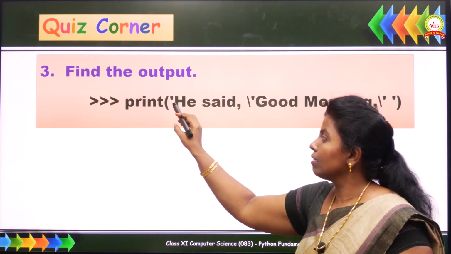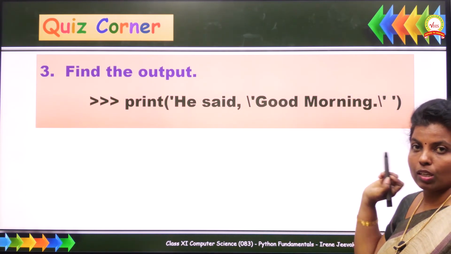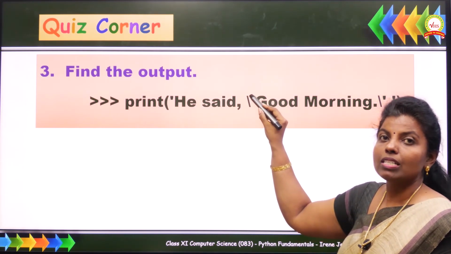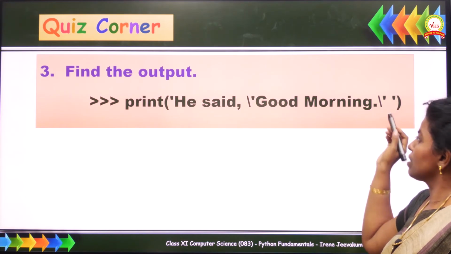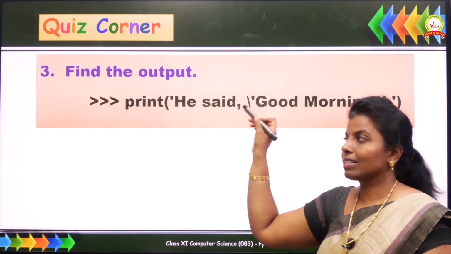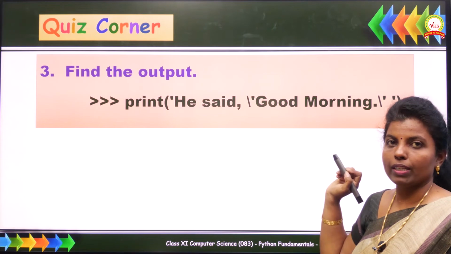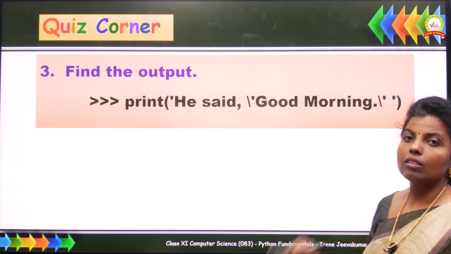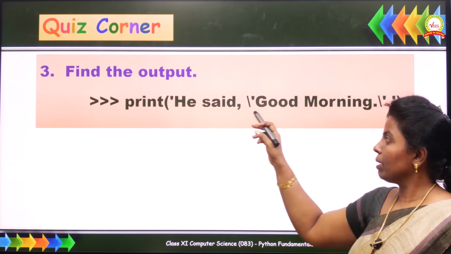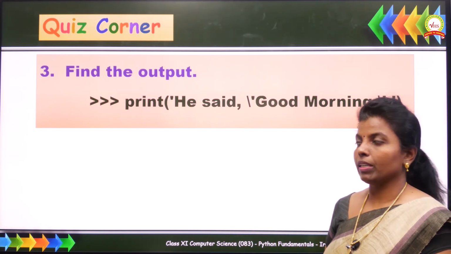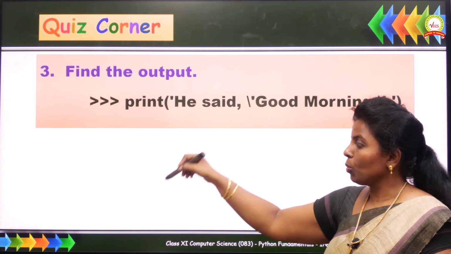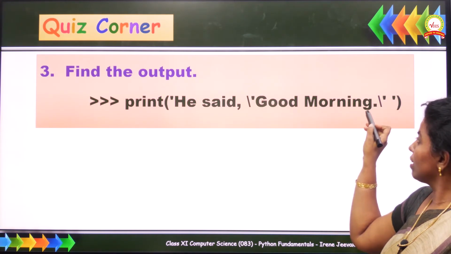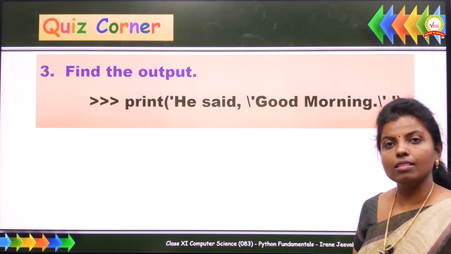We have started with a single quote and we have ended with a single quote. In between we wanted to have a single quote, so we have used an escape sequence, backslash and single quote, again backslash and single quote. In place of backslash and single quote, a single quote will be printed. In a print statement, the starting and ending quotes will not be printed, only whatever we have given in between. So the output we will be getting is: he said comma, within quotes good morning, and then a full stop, and then a single quote over here.